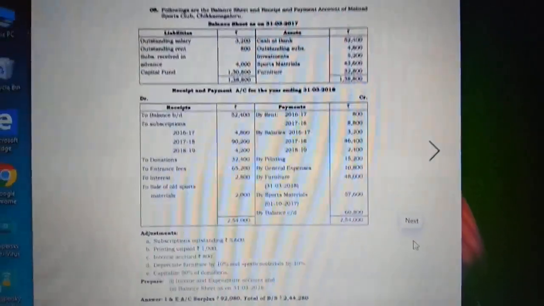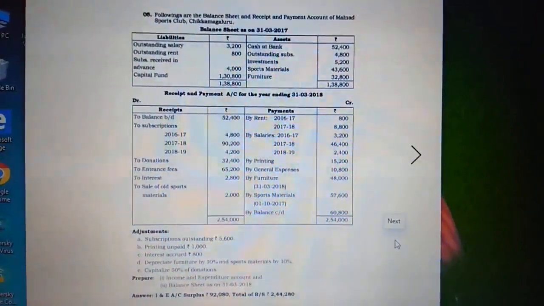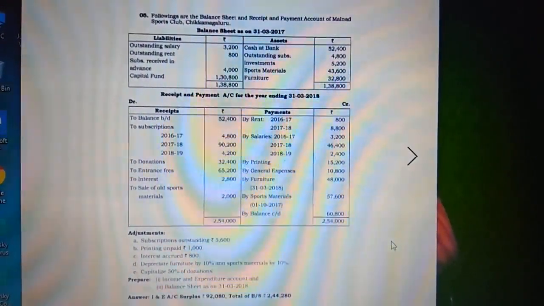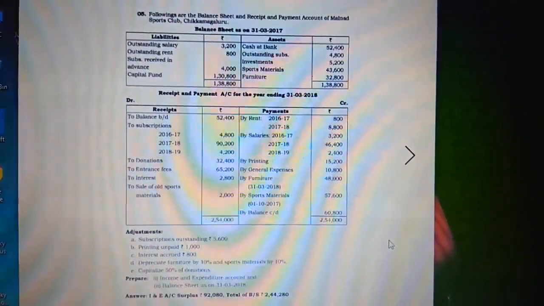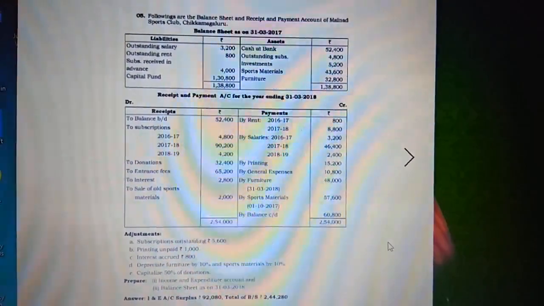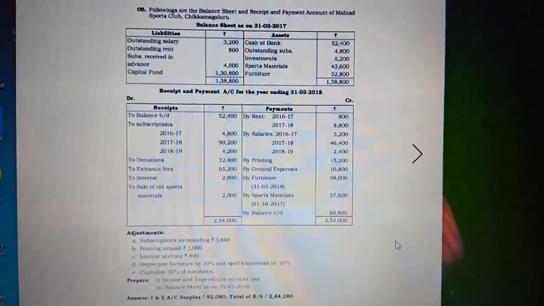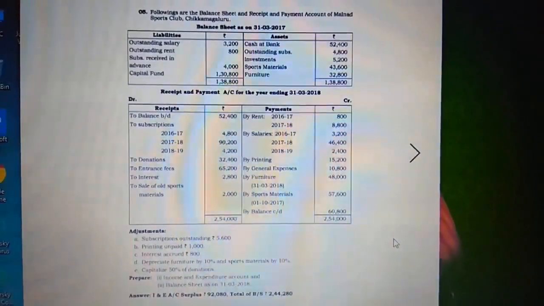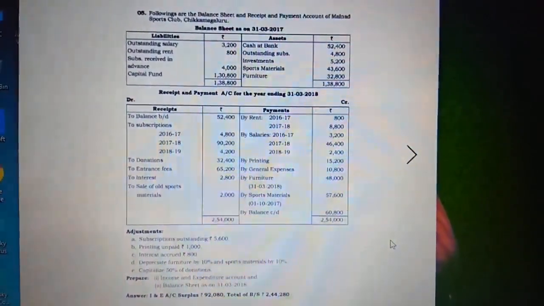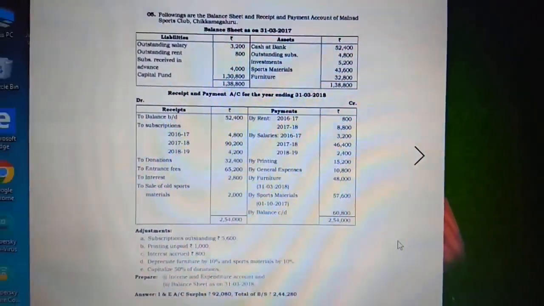So now just observe, this is the question given. It's all about the accounts maintained by a sports club, given as Chikkamangaluru. I've given the opening balance sheet and the receipts and payments account, and the adjustments are given. So let us go for the next, for the page break.